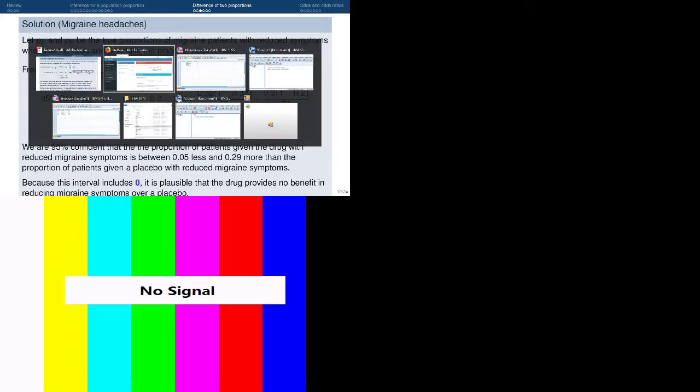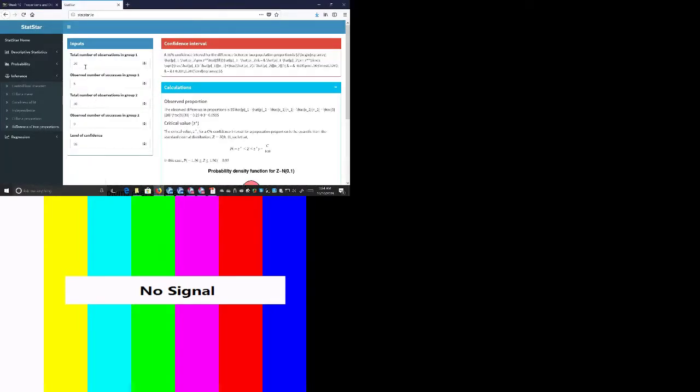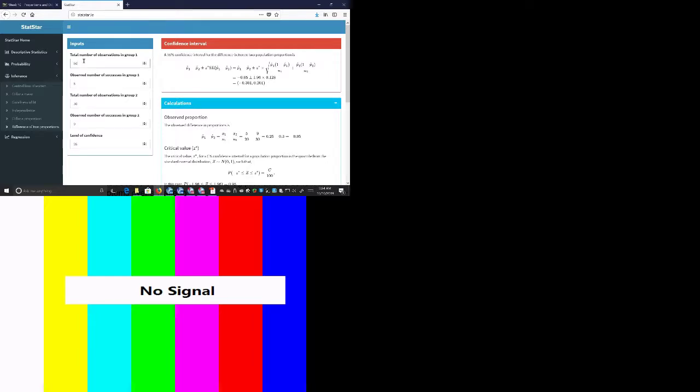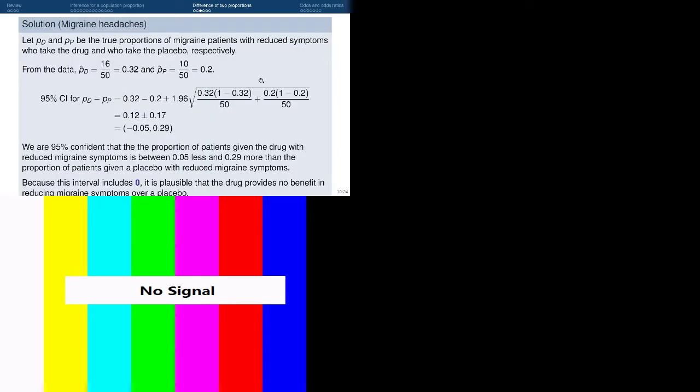If you're not, and you've got a computer, StatStar to the rescue. We have 50 in group 1 and 16 who had reduced symptoms, 50 in the second group and 10, and a 95% confidence interval. StatStar can quickly perform this calculation and give us the same answer that we had in the slides. So we don't have any evidence to suggest that the drug is better than the placebo.